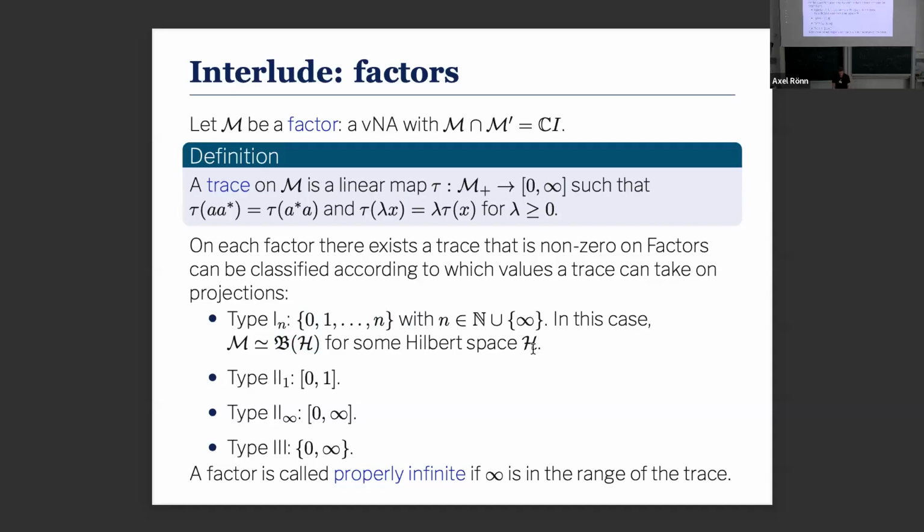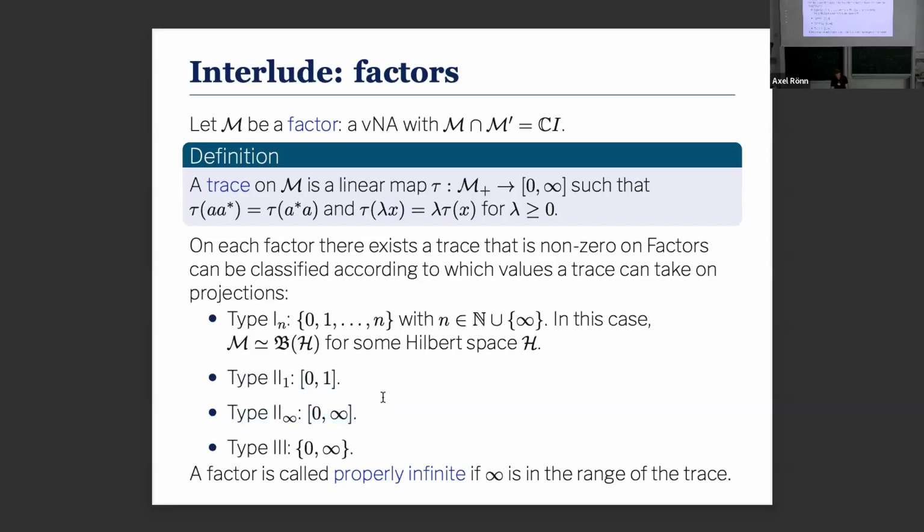Right. Slightly more interesting are the so-called type II_1 factors. In this case, I can find a trace that takes all the values from 0 to 1. When I say this interval here, I mean that all these values actually occur. All the values in the interval occur as traces.